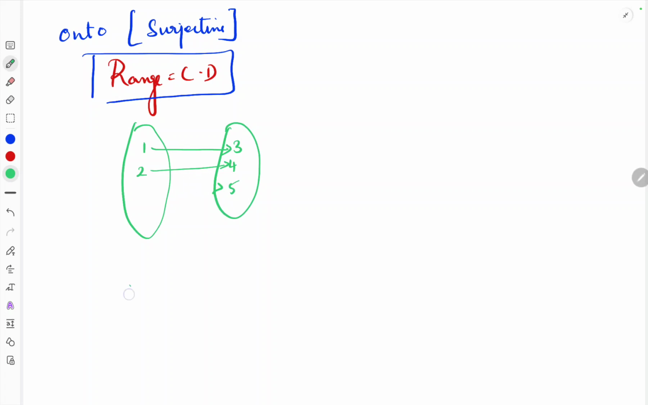So what I am going to tell here is that the number of elements in A should be greater than or equal to the number of elements in B for an onto function. So this 3 also I can map, as well as 4 also I can map.